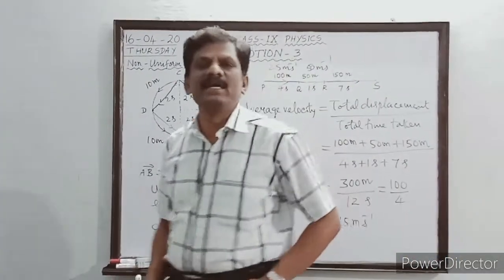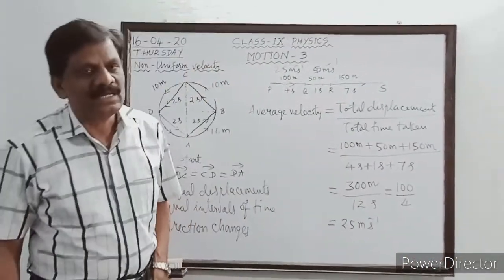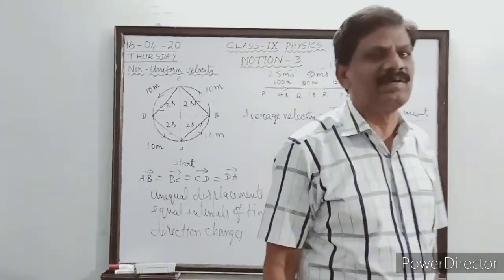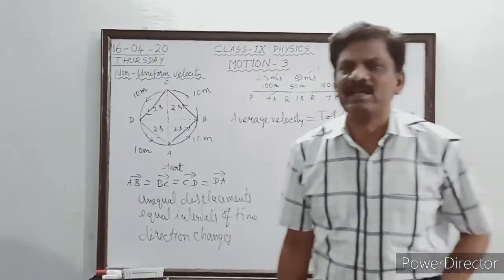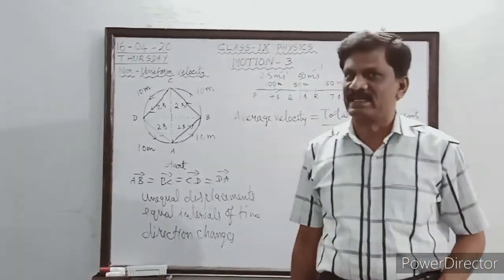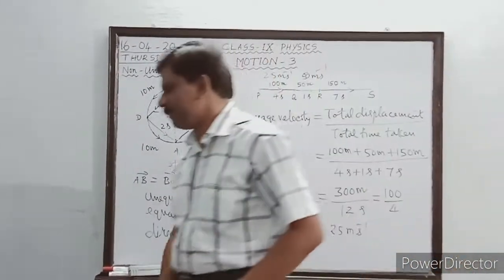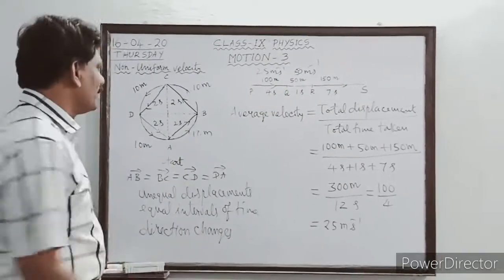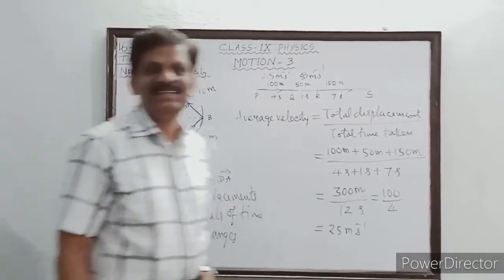Total time taken is equal to how much? 8 seconds. So, what should be the average speed of the body? It is 40 divided by 8, which is equal to 5 meters per second. Is it not? Okay. Now you tell me what is the average velocity of the body in the same example.